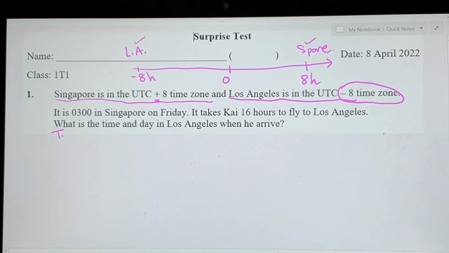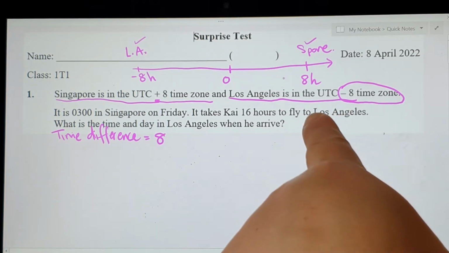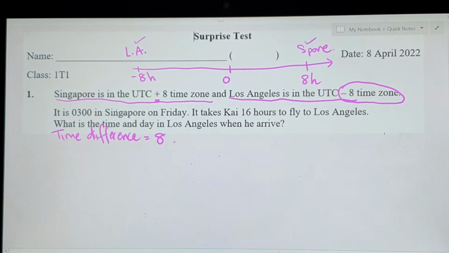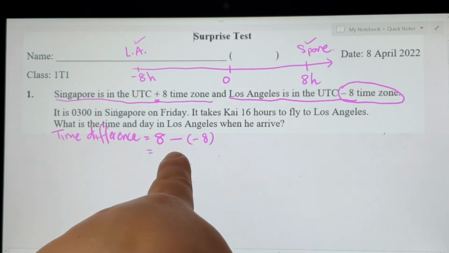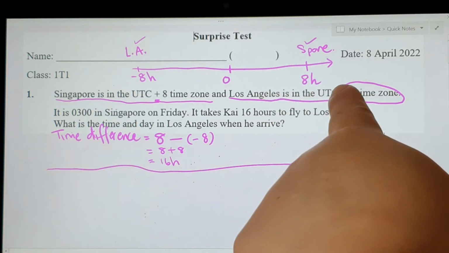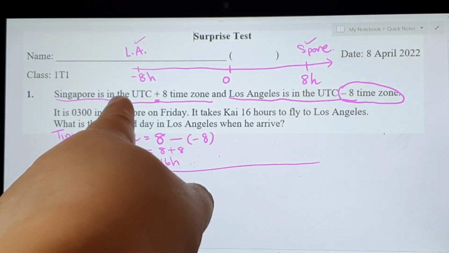Alright, so what I do first in my working is I say the time difference is equals to 8 big minus small. Big minus small. 8 is bigger than minus 8, right? So 8 minus minus 8. Now we learn that minus times minus is plus, right? So it's 8 plus 8, which is 16 hours. Okay, so what this means is Singapore is 16 hours faster than LA.